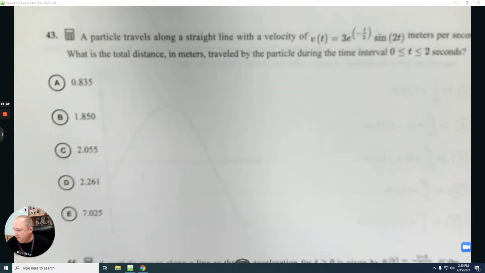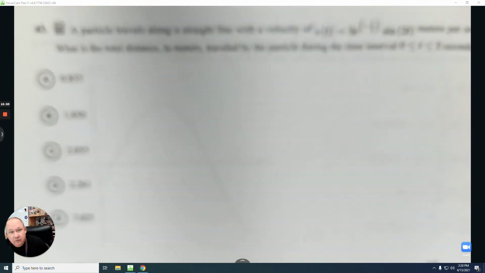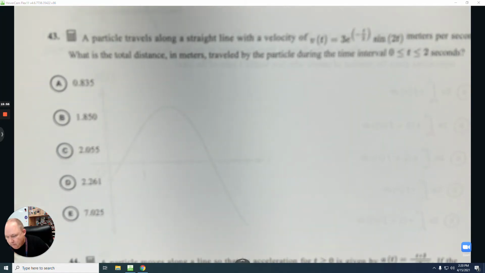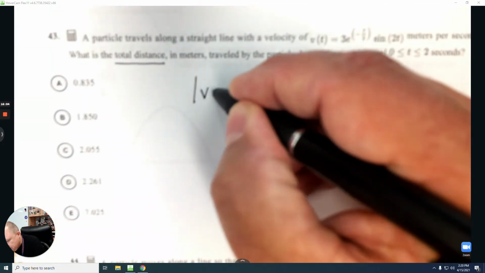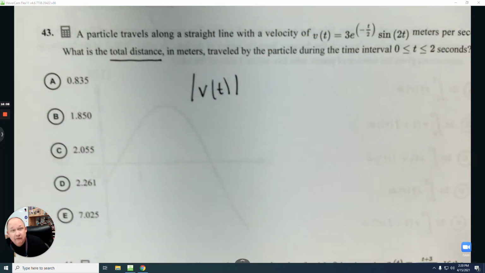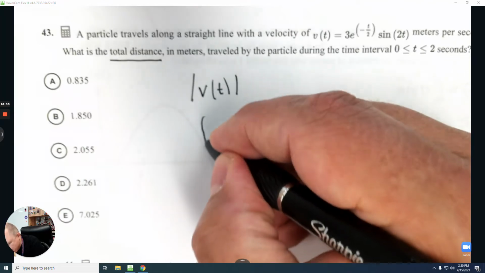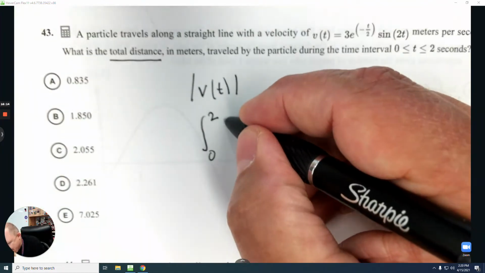A particle travels along a straight line with a velocity that's given. Notice we're going to use a calculator here. What is the total distance in meters traveled by the particle? Now, the key words here again are total distance. And so I know total distance is the absolute value of velocity. So that's what I'm focused in on. So I'm going to integrate from 0 to 2, and it's the absolute value.